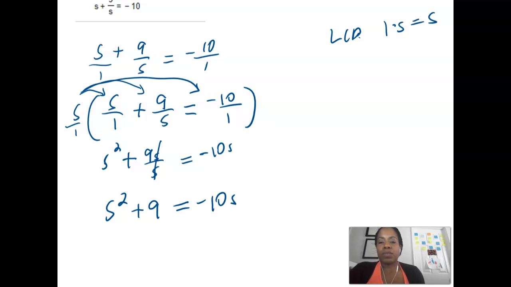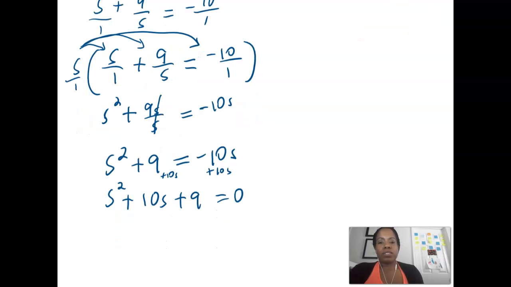And now to solve this quadratic, we want to rewrite it in standard form. So we're going to add 10s to both sides of the equal sign. So we'll have s squared plus 10s plus 9 equals 0. And then we can solve this.